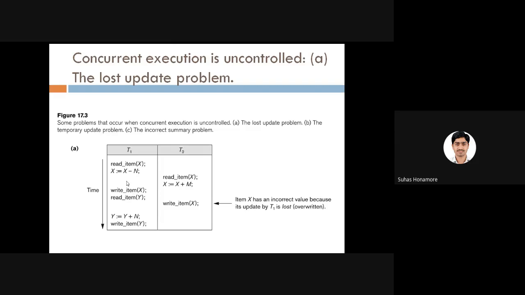Then the T1 transaction writes X, and it will read Y. So again we'll stop T1 and go for T2. The T2 transaction will write it. Then the T1 transaction will do whatever remaining task it has. Okay, this is what we are trying to do now.